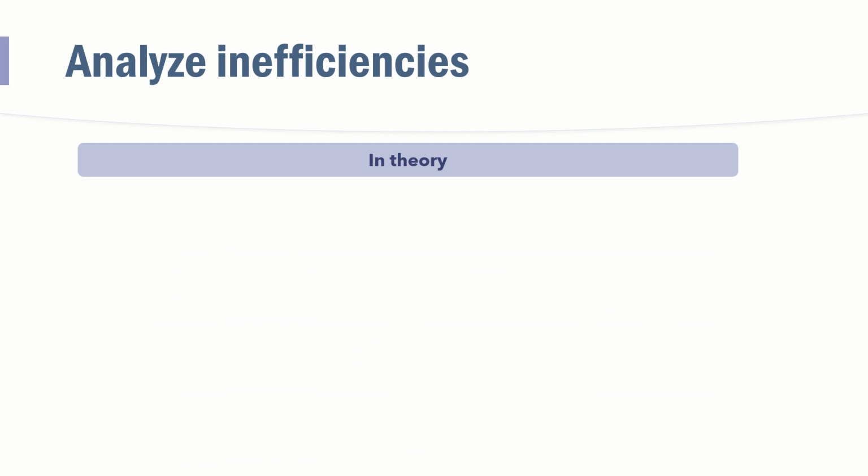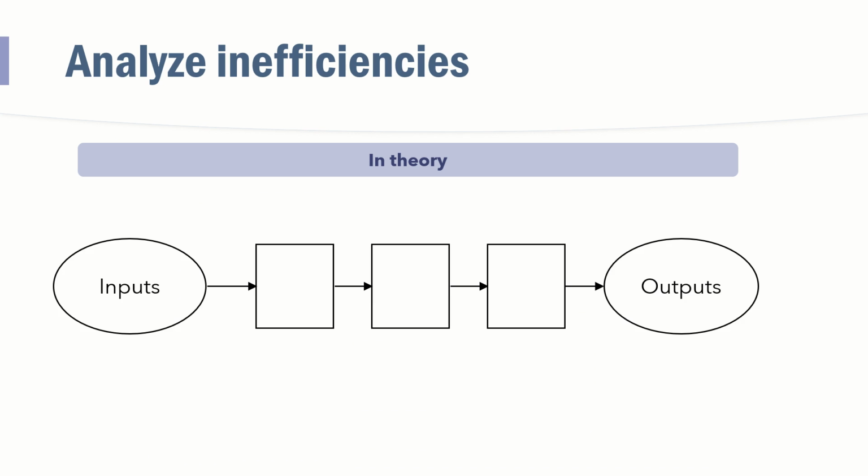Once you capture the model of the process flow that currently exists, the most important part starts. Analyzing it, understanding inefficiencies, problems, and what needs to change to make the process better. Because remember, in theory, your process may look like this: inputs, certain activities done in sequence, and then you get desired outputs. But that's in theory. That's on paper.